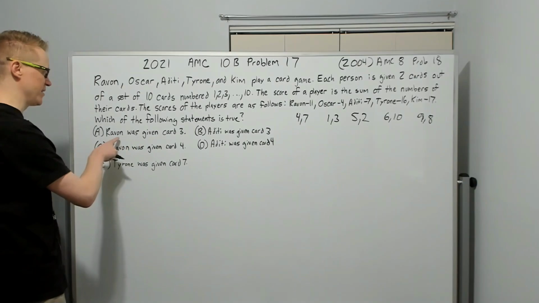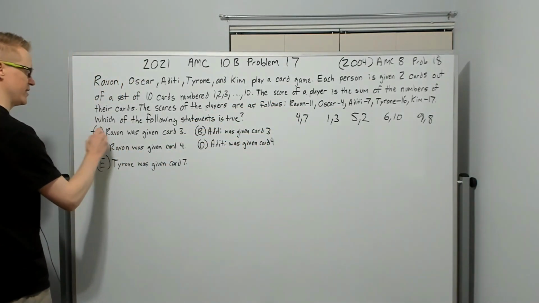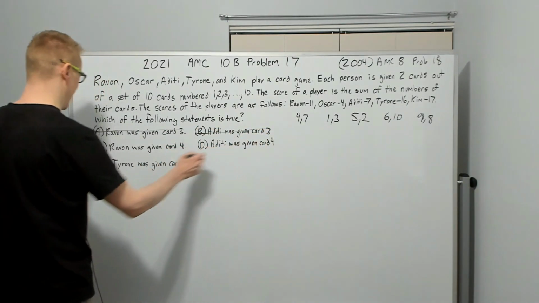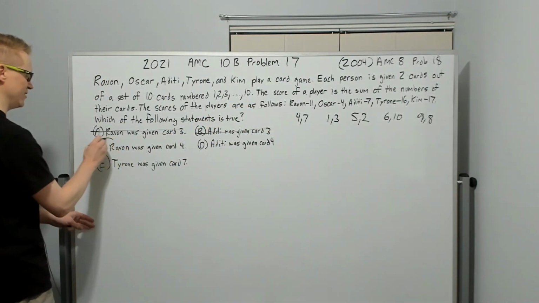Let's go analyze. Was Ravon given card 3? No. Has 4 and 7, not A. Aditi was given card 3. No. Oscar has it. C. Ravon was given card 4. That's correct. It looks like C.